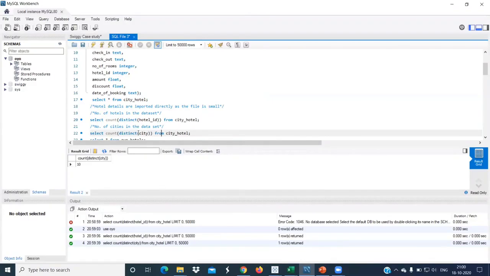So we can observe how the values differ by removing the word distinct. We can see we are getting a value 357 if we write count of city. So the word distinct is extremely important.